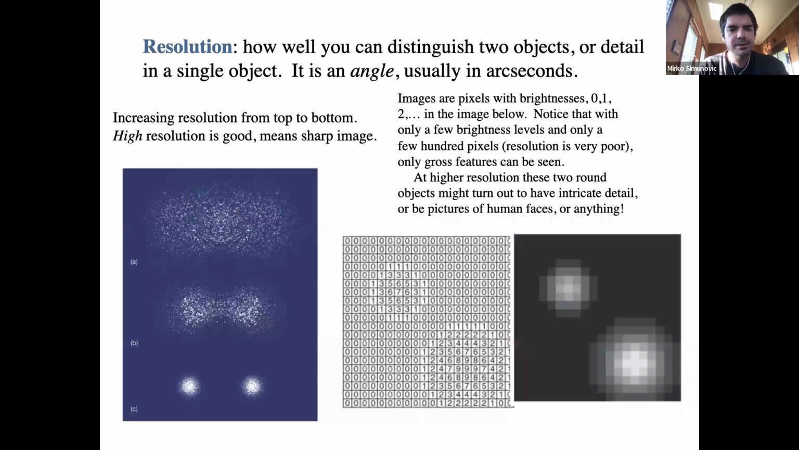So what is the resolution? It's essentially an angle that we measure, and it's basically measuring the minimum distance at which we can resolve 2 objects, right? 2 point sources. So a better resolution means that we can resolve objects, point sources that are closer together.